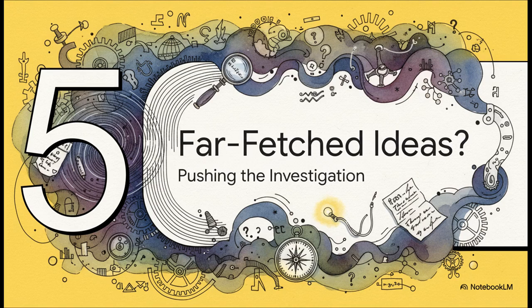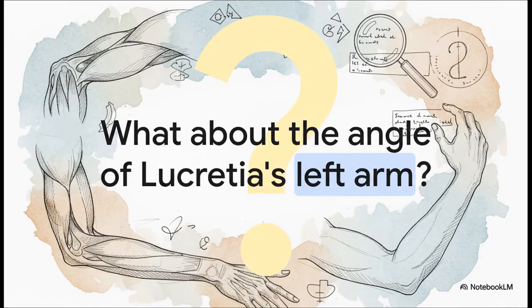But what if we push our investigation even further? What happens if we focus on a detail that seems, well, just plain weird? This is where the analysis gets really interesting. Take a close look at her left arm, the one that's pushing against Tarquin's chest. The angle of her elbow is strange, right? It really doesn't look like she's pushing with any real force. So is that just an anatomical mistake by a master painter like Titian? Or is it another, much more subtle, clue?